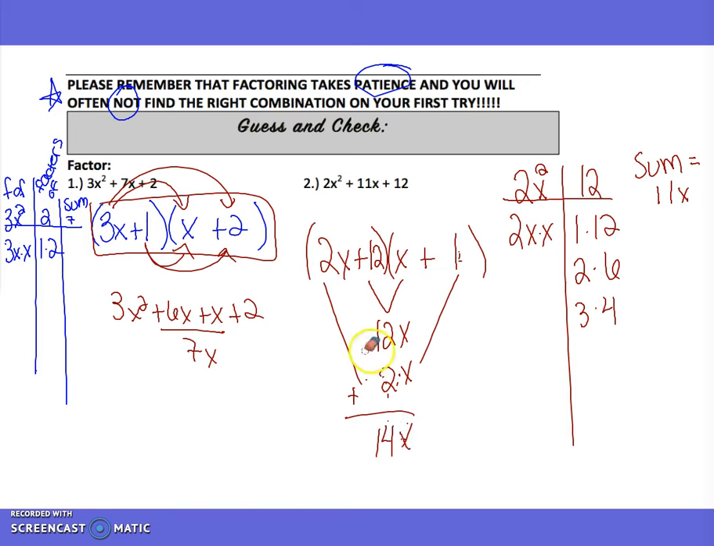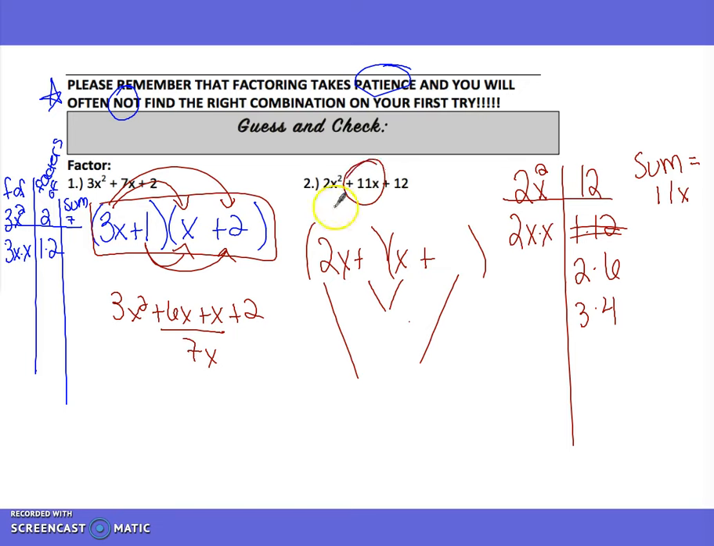At this point, I know that the 12 and the 1 are not going to work. So I'm going to cross them out. So let's try the 2 and the 6. But think about it logically. You know you're going to be multiplying the 2 by out here. If I multiply 2 by 6, I'm going to already be at 12.